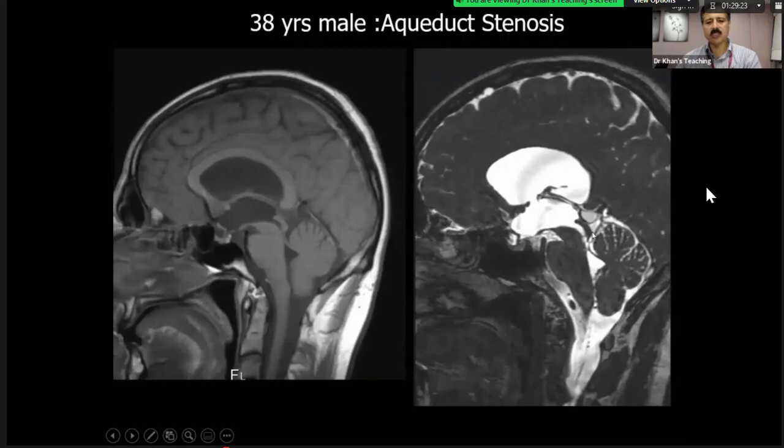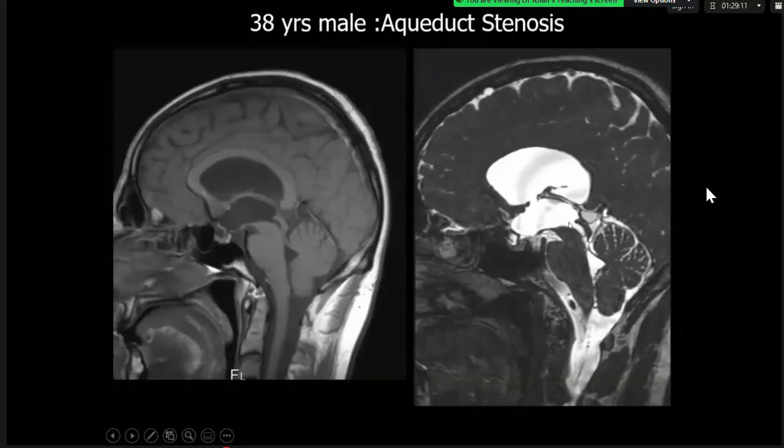This is a case of aqueduct stenosis, in which there is hydrocephalus. You can see this upward bowing of the corpus callosum. There is a cyst of the pineal also. So this is where the pineal is.